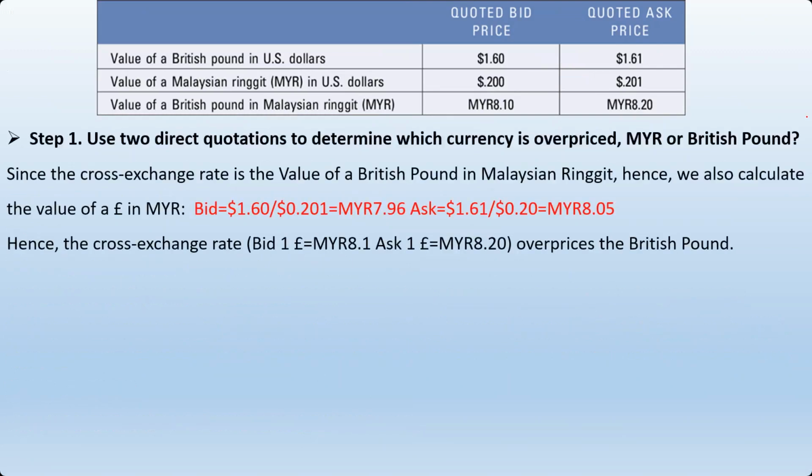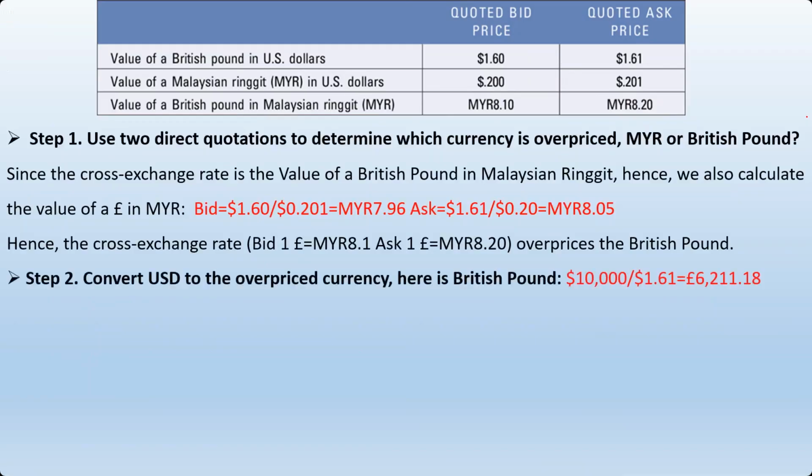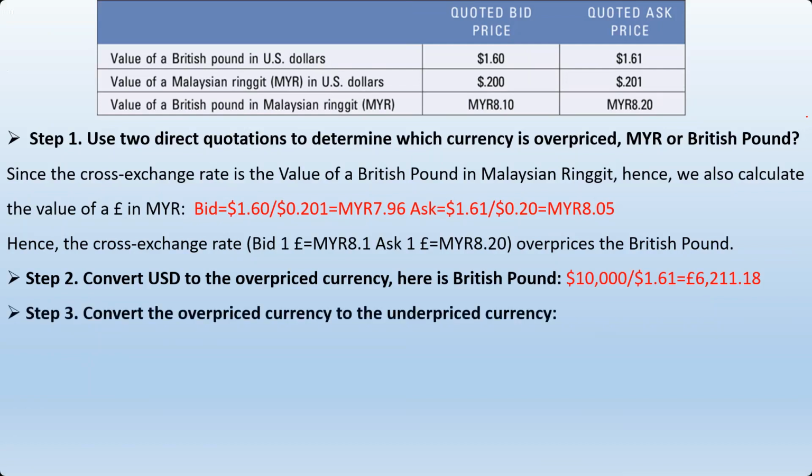So in the cross exchange rate here, the British pound is overpriced because no matter whether it's bid price or ask price, £1 can always exchange for more Malaysian ringgit in the market price. Then we're gonna convert US dollar to British pound, which is the overpriced one. So we're gonna buy British pound at ask rate. Then we're gonna convert British pound to Malaysian ringgit. It means that we sell British pound, bank buys British pound, which is bid price.